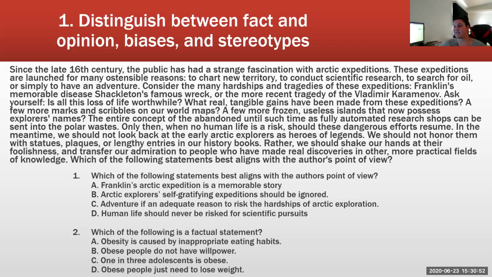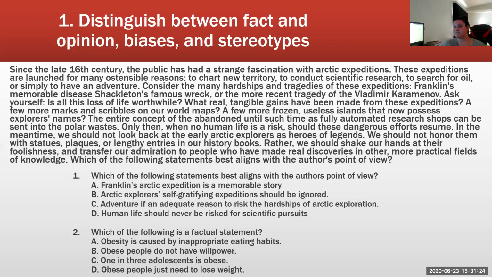Which of the following is a factual statement? Again, we're looking for fact, not opinion. Obesity is caused by inappropriate eating habits. Obese people do not have willpower. 1 in 3 adolescents is obese. Obese people just need to lose weight. So let's look at something, because we're trying to find the factual statement. Let's differentiate what's the opinion. Let's look for opinion statements and get those literally out.